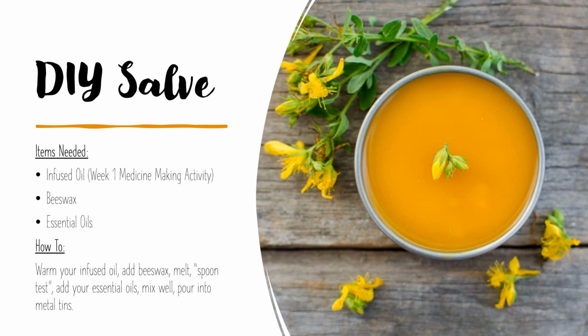So what I like to do when I'm making salves is I like to do the spoon test. So this just involves getting a metal spoon. So your infused oil and your beeswax has melted in the pot. You take your metal spoon, you just dip it into the pot and you just set it on the counter and wait a few moments, or a few minutes rather. And then you go back and you test that preparation on the spoon.